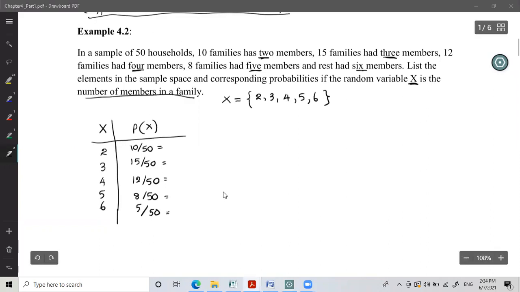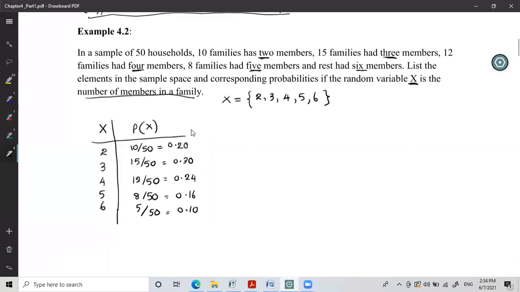Okay. So what is 10 over 50? 0.2. 15 over 50 is 0.3. 12 over 50 is 0.24. This is 0.16. This is 0.1. Okay. This is the probability mass function of your random variable X.